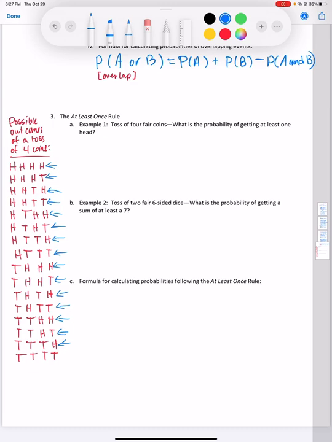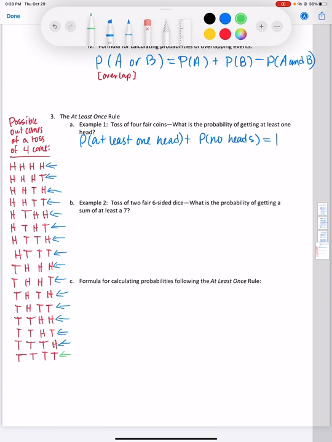Okay, so what we're going to have is, in example 1, we have toss of 4 coins again. What is the probability of getting at least one head? Now, the probability of getting at least one head plus the probability of no heads equals 1. Okay, notice that I have all of my possible things listed out.